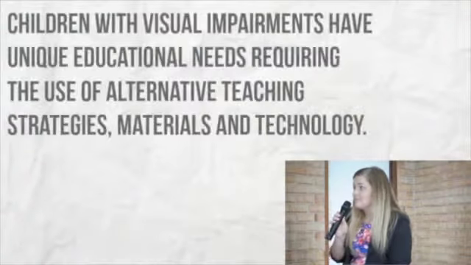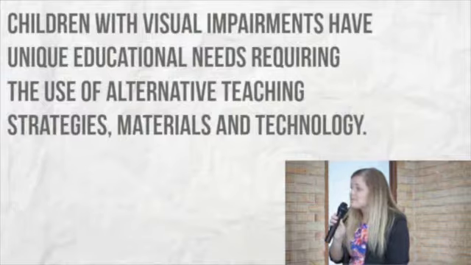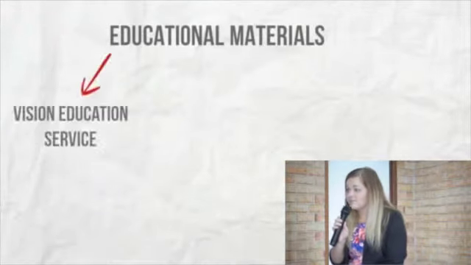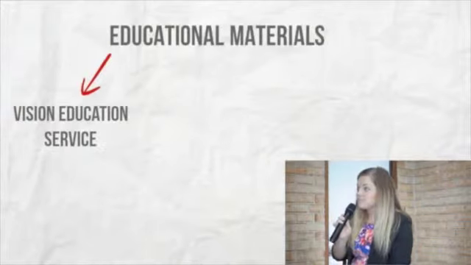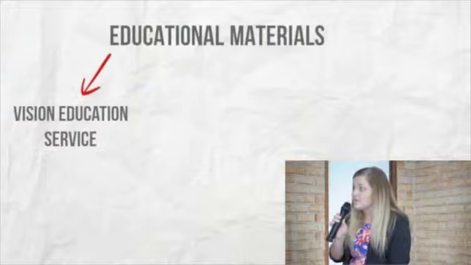Children with visual impairments have unique educational needs, requiring the use of alternative teaching strategies, materials and technology. There are several relevant educational materials, such as the Vision Education Service, which offers professional development to teachers and university students to gain the skills and knowledge required to teach visually impaired students.